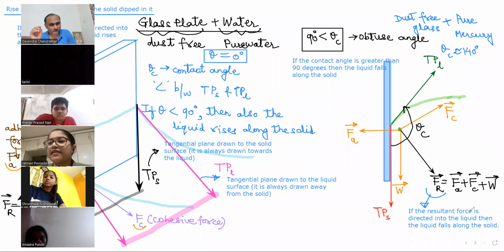Sir, is there any reason why the angle is so much? See, these are all practical, standard data. They have been measured in the experimental setup. Why it is falling and why it is rising, there is reasoning behind that. All the reasons are written here.